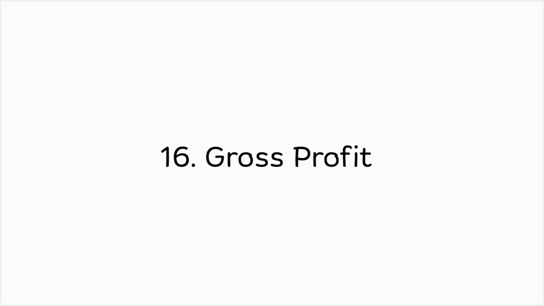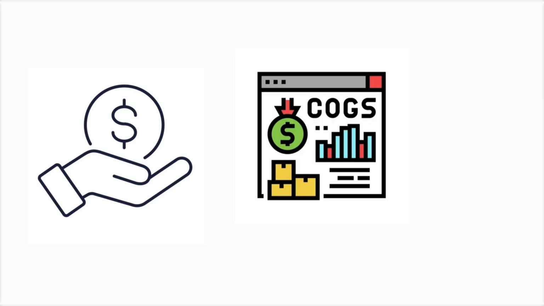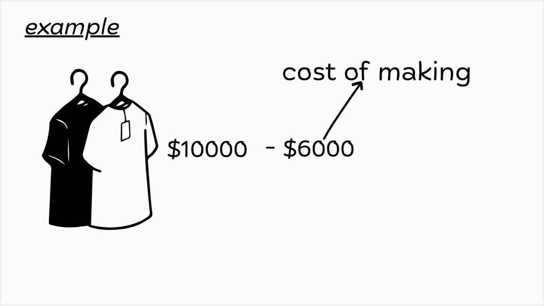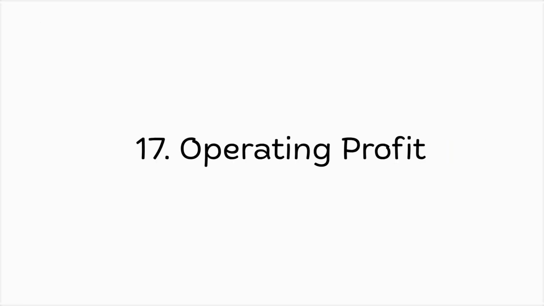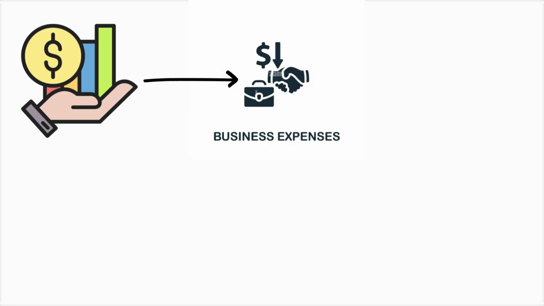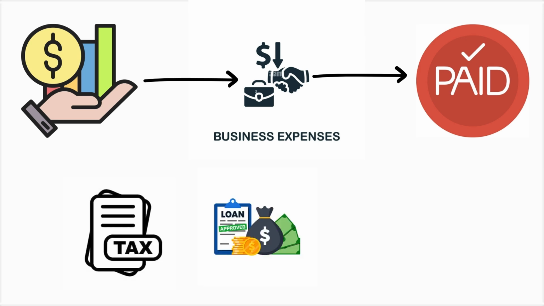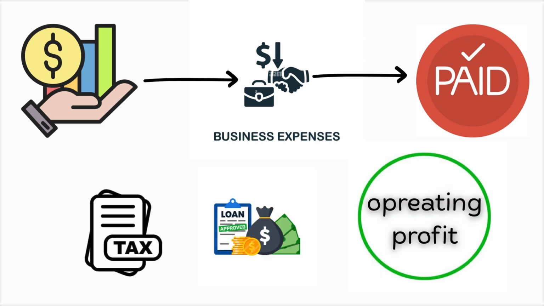16. Gross profit. What's left after subtracting only the cost of goods sold. Example, if your t-shirt business earns $10,000 and making them costs $6,000, your gross profit equals $4,000. 17. Operating profit. The profit after all business-related expenses are paid, but before paying taxes and loans, so this amount is known to be your operating profit.